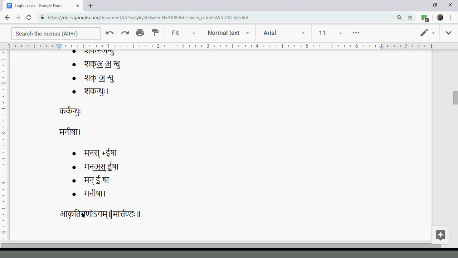See, Vyakarana is reverse engineering, so to say. The words are reverse engineered into some formulas. The formula is not pre-existent. It is not a prescriptive grammar. It is a descriptive grammar. The words are existing the way they are in the language.